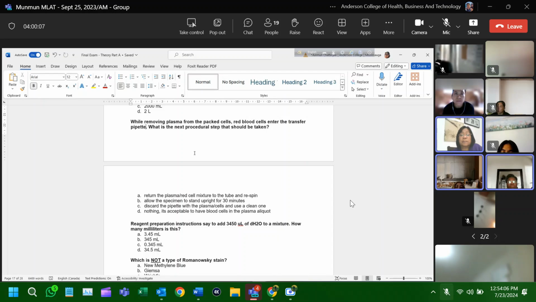No, because the disposable pipette has the RBCs in it while we are removing the plasma. So I think it's letter A. Return the plasma to the tube and respin. Generally, they made a mistake. You are not going to return the same tube.